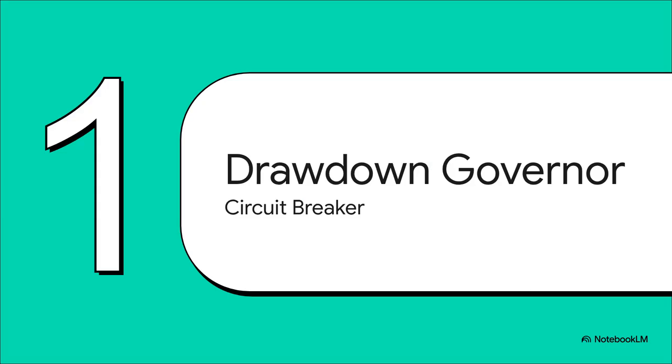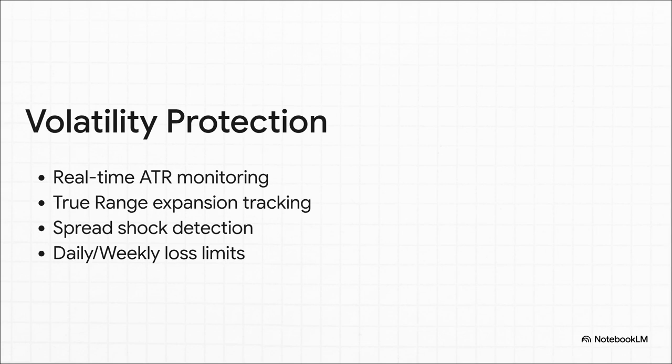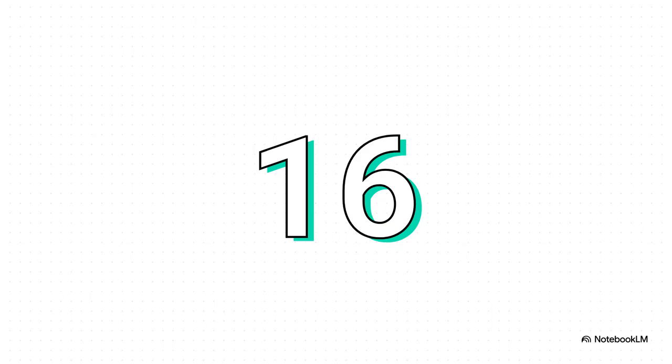Section 2, the Drawdown Governor, your financial circuit breaker. Let's see how this thing acts as an autonomous emergency switch. It essentially uses a real-time volatility protection framework. So it's constantly monitoring the average true range, tracking any true range expansion, and hunting for sudden spread shocks or liquidity gaps. It even enforces strict daily and weekly loss limits. Basically, if market conditions get too wild and erratic, the governor just says nope, suspends trade execution, and steps back to protect your equity.